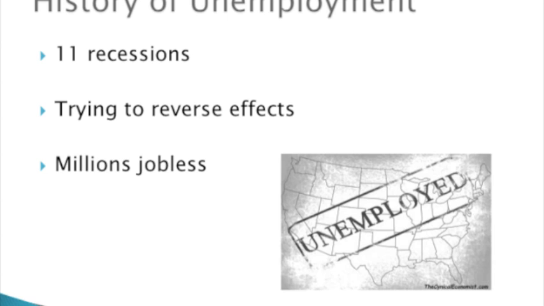History of unemployment. The United States has had 11 recessions since the year 1948. This year marked the end of the post-war period. There have been many attempts to reverse the effects of the recessions and bring unemployment down. These attempts have included stimulus spending and tax cuts. According to a 2012 calculation, there are 197 million people who are jobless.